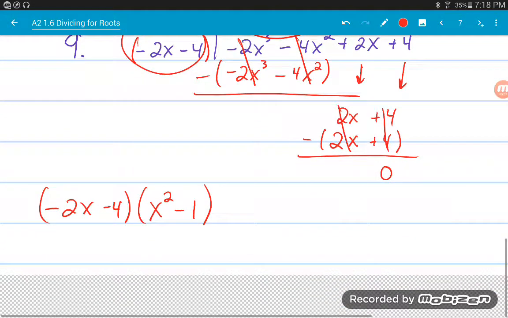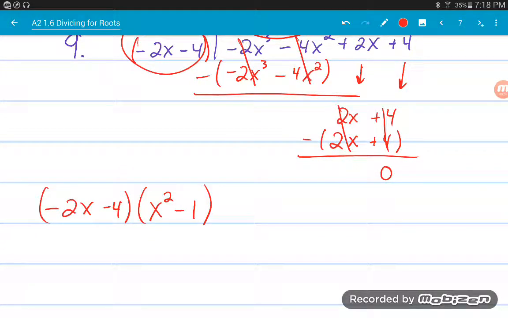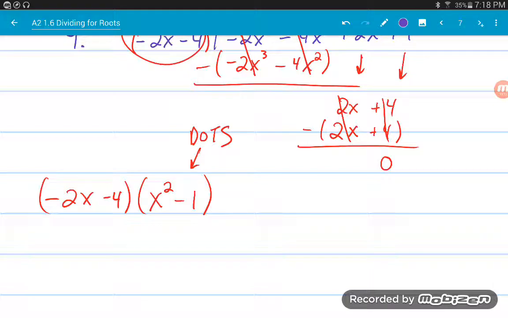If you don't know what to do with this guy right here, we just learned it today in lesson number 7. We did it a little bit in lesson 6. This is DOTS, or the difference of two squares. What this factors to is going to be x plus 1, x minus 1.